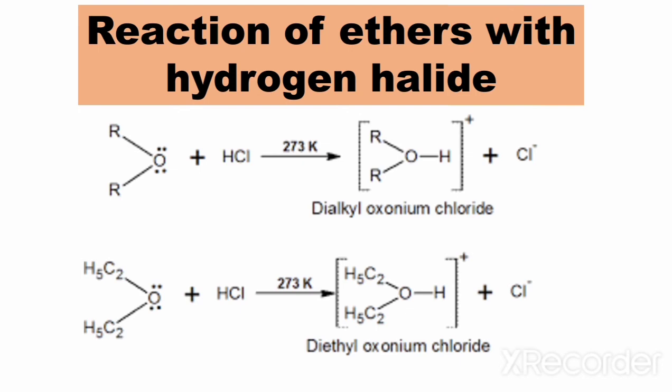The whole ether and the hydrogen that is attached to the oxygen will form the whole as a positive charge, and the chlorine will get the negative charge. So the other example is also diethyl ether, which reacts under the same conditions, and the final product we get is diethyl oxonium chloride. So these are the unstable compounds, or unstable intermediates, that form in the reaction of ethers with the hydrogen halide.